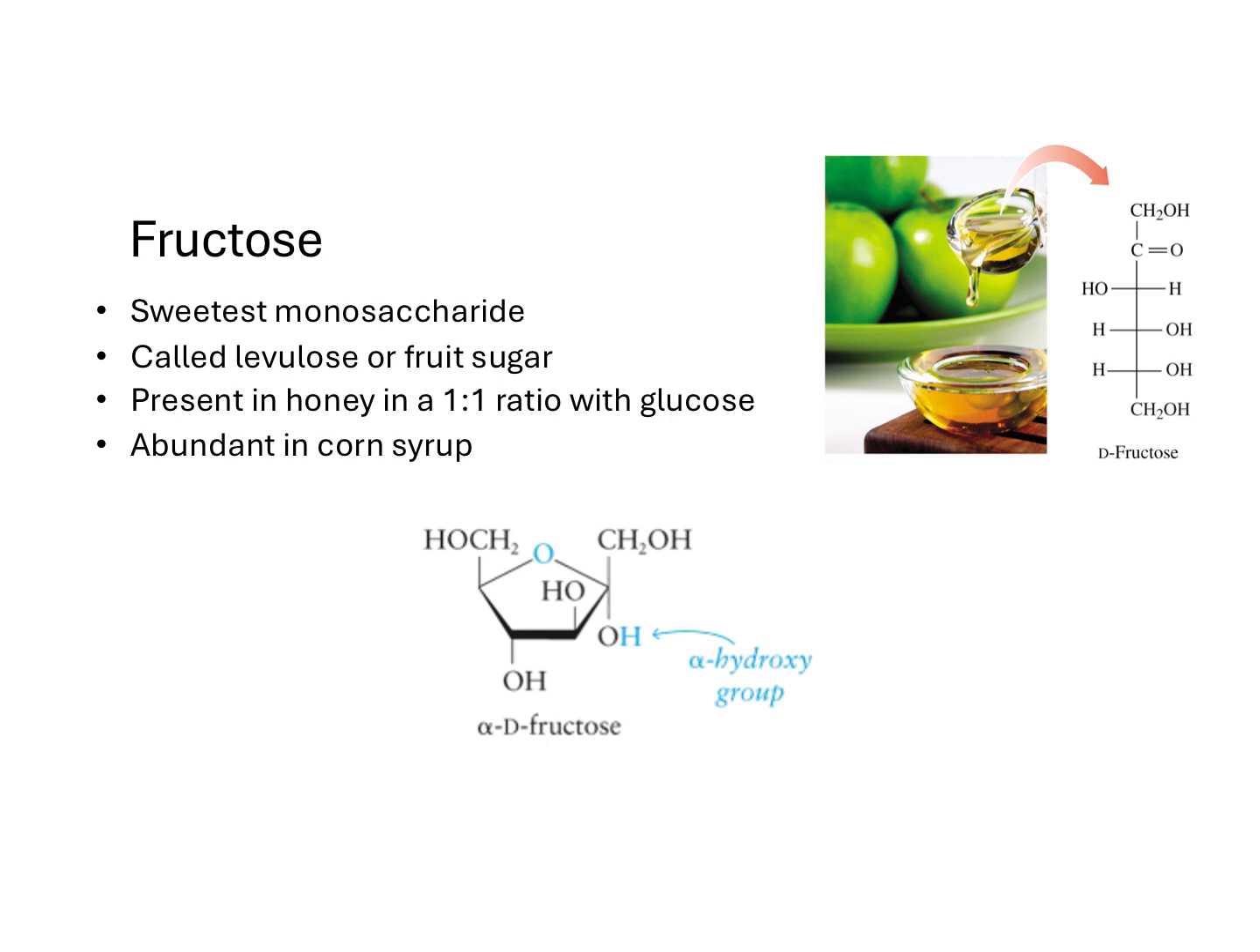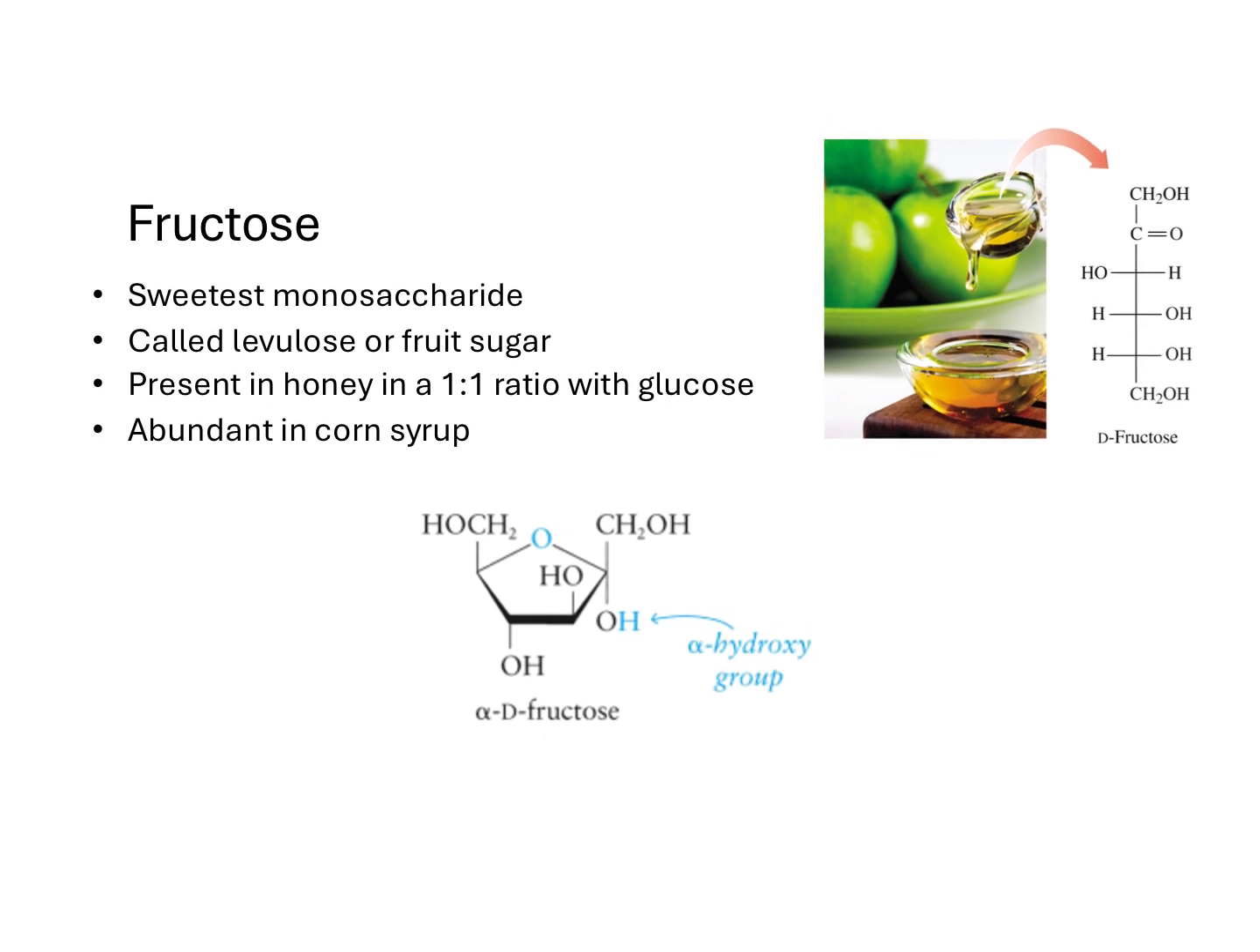Fructose is the sweetest monosaccharide. A lot of times it's called levulose or fruit sugar. It's present in honey in a 1-to-1 ratio with glucose. So that's where its big prevalence is. You can see my picture of honey here and the D-fructose here. It's also very abundant in corn syrup. That's why it's a lot of times called high fructose corn syrup, because it has this particular sugar.